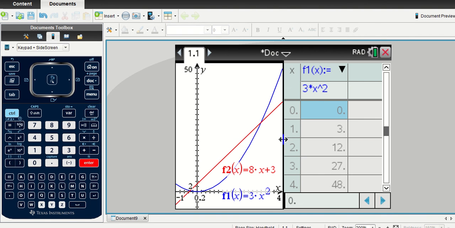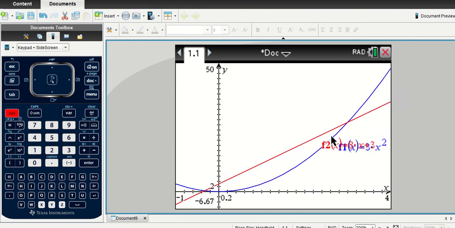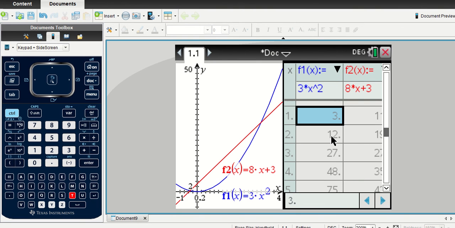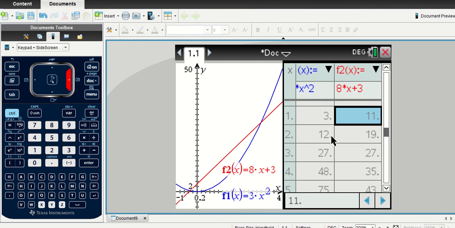And there's the second equation. Okay, so bring the table back up. Notice I had to get rid of the table to bring it back up. I can get the points this way. So this is one way to do it: graph those points and then draw your line in.